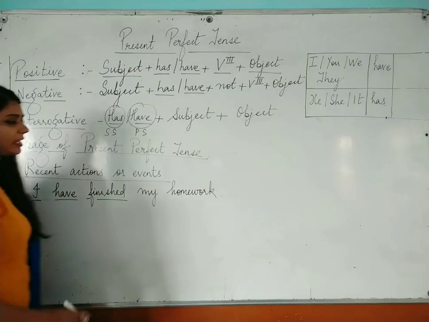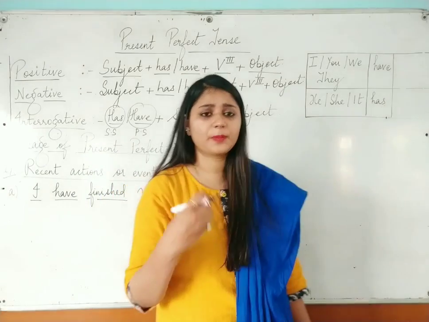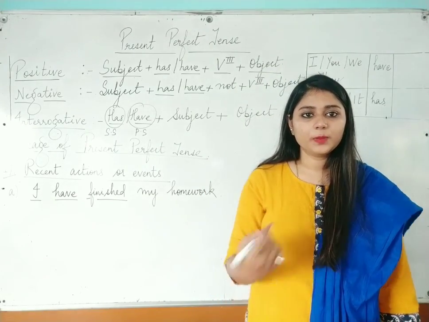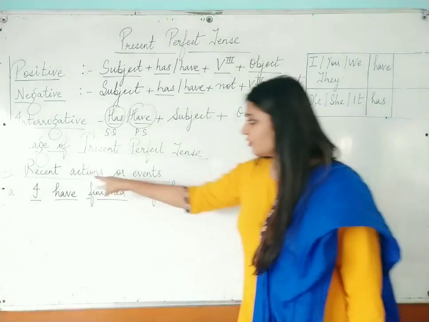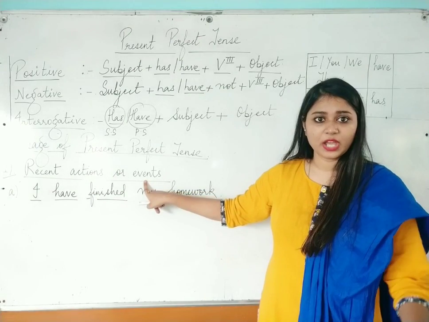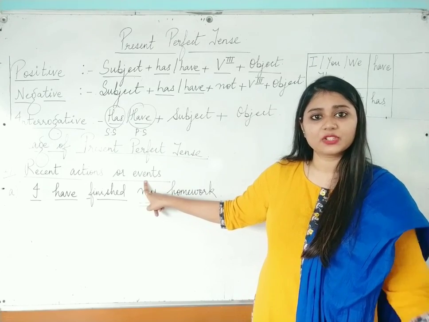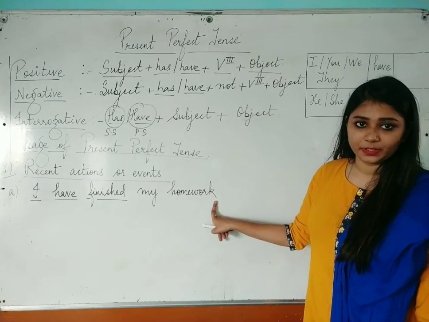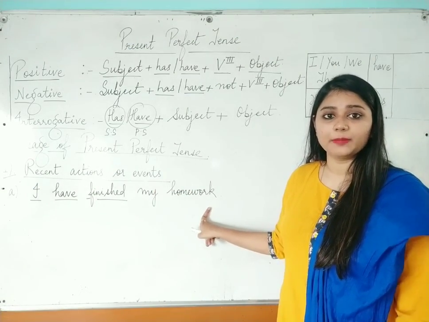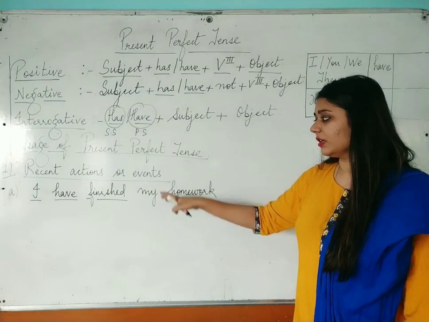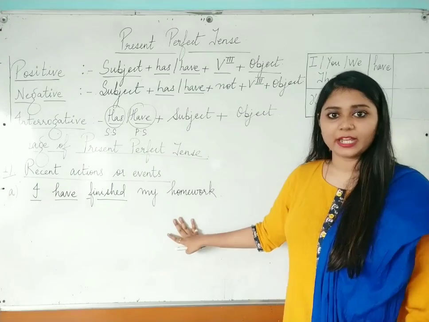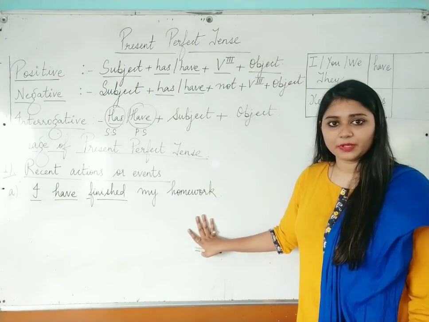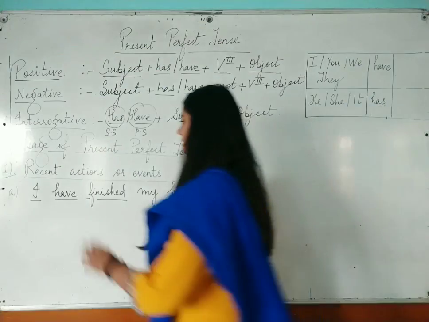Recent actions or events, like if somebody has asked you what are you doing, you will be replying that I have finished my homework. So recent actions or events which have been completed, the action has been completed at the present moment only. But we are not aware about the time, at what time such action has taken place. I can just tell that I have finished my homework, but at what time it has taken place, we cannot tell. Okay. So this is the first example.